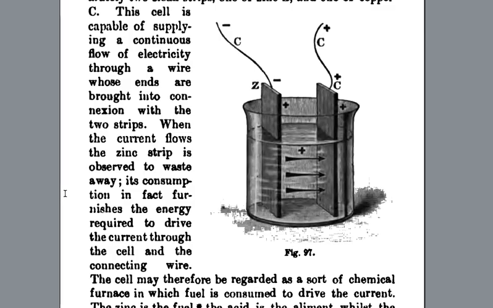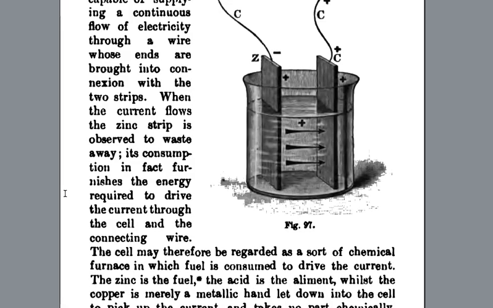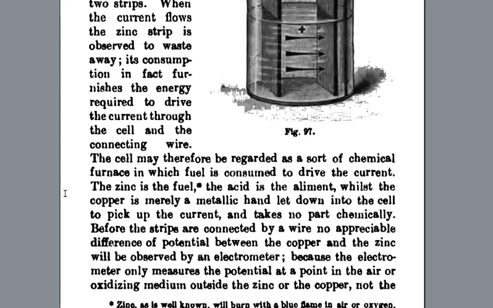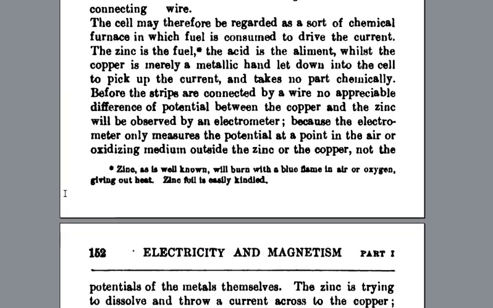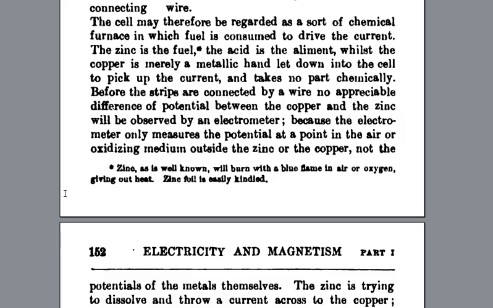The cell can be likened to a chemical furnace, where zinc serves as the fuel, the acid as the oxidizing agent, and the copper acts merely as a conductor to collect the current without participating chemically. Before connecting the strips with a wire, no significant difference in potential between the copper and zinc can be measured using an electrometer. This is because the electrometer measures the potential at a point in the air or the oxidizing medium outside the metals, not the potentials of the metals themselves.